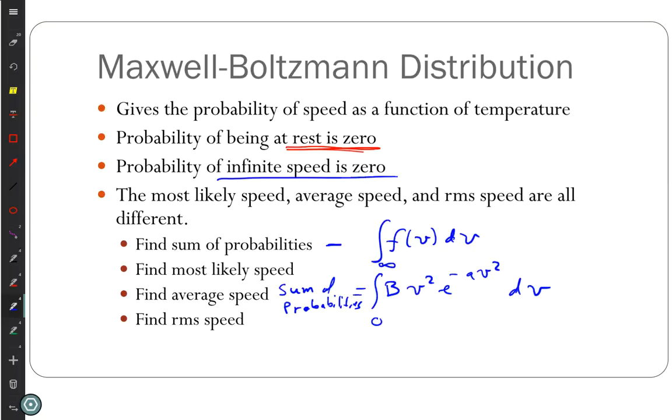And then if I want to find the RMS, I'm going to find the average of the speed squared, so I'm going to have v squared times the function, so I'm going to have to the fourth power. So we're going to be doing this integral for n equals 2, 3, and 4. And so that's why it has just x to the n.